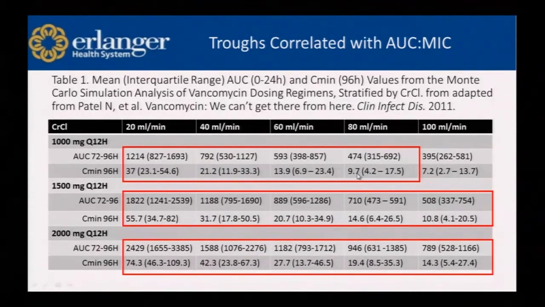So again, therapeutic AUC to MIC with a trough much less than what we would normally target. And then as your doses increase, your probability of achieving an AUC to MIC of greater than 400 significantly increases. And then same thing with renal function. As your patient's renal function decreases, your probability of adequately getting an AUC MIC greater than 400 with a trough of less than 15 increases as well.